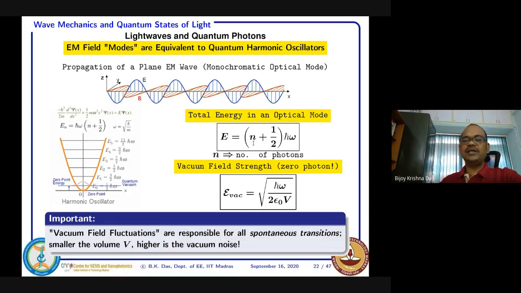But what is the energy there? That will be half h-bar omega. Even though you drain all the photons from the so-called monochromatic optical mode, you end up with an energy of half h-bar omega, which is equivalent to the zero-point energy of the quantum harmonic oscillator. Okay. Now you see that half h-bar omega belongs to this mode, but this mode, what is the frequency?